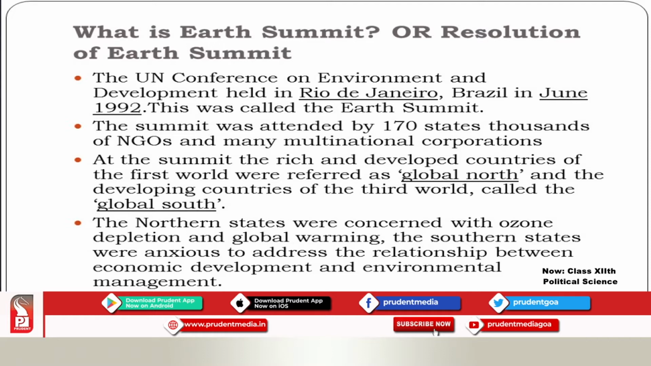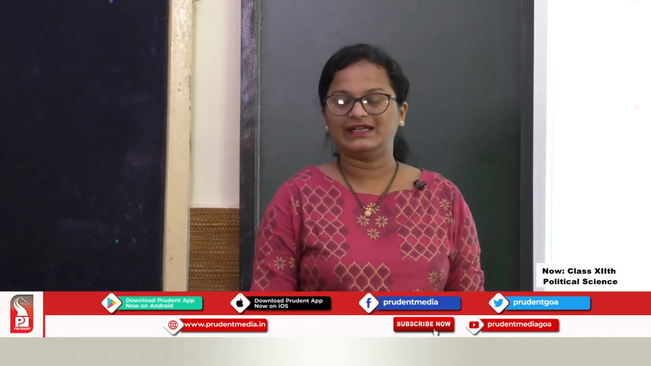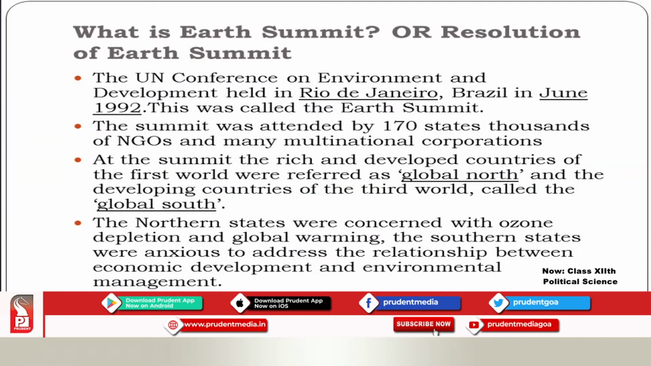So let's see what is Earth Summit or the resolution of Earth Summit. The UN Conference on Environment and Development held in Rio de Janeiro, Brazil in June 1992. So here you need to remember the date and the place. This was called Earth Summit. Summit means a meeting. The summit was attended by 170 states, thousands of NGOs and many multinational corporations.